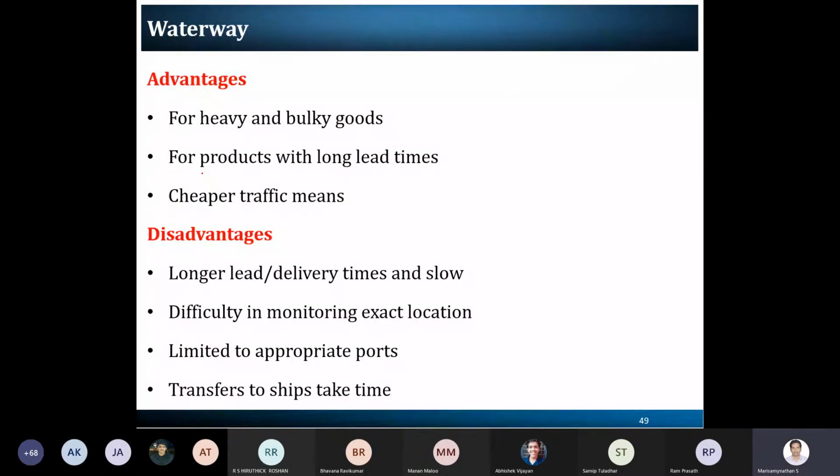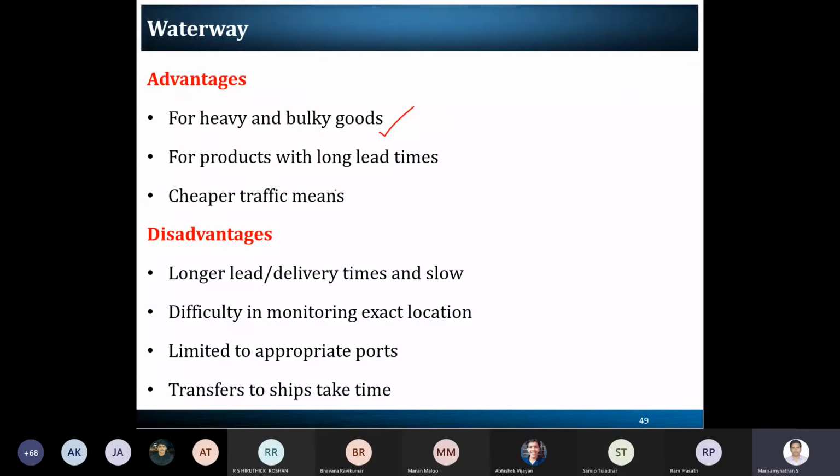The remaining one is the waterway, which is mainly available in India. It has plenty of advantages, but the selected advantage is that if you want to transfer heavy and bulk goods, like the large ship we saw in yesterday's pictures carrying a huge amount of goods in containers, then the waterway is the best mode for the users.